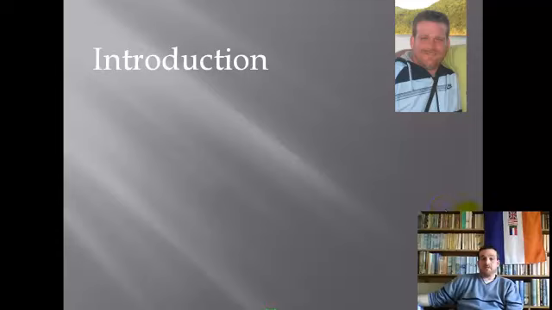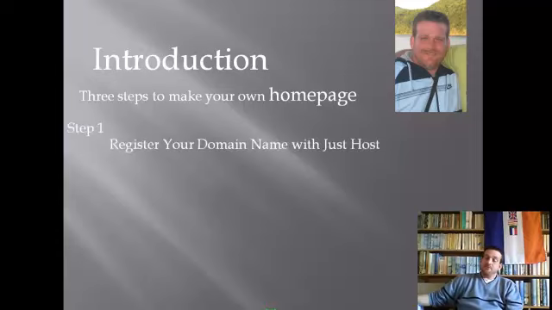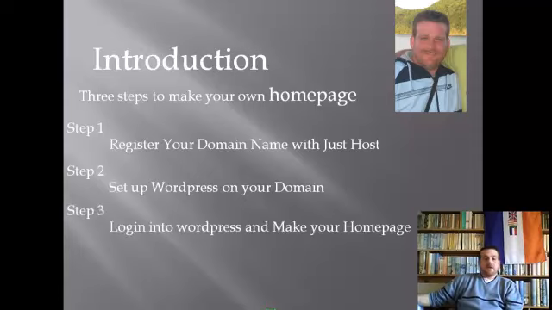So I just want to cover a few things in this video. There are 3 steps to make your own homepage, but the most important step is to actually take action. Nevertheless, there are 3 steps. The first step is to register your domain with a hosting account, and in this case, I use JustHost. The second step is to set up WordPress on your domain. And the third step is to log into WordPress and make your homepage. That's the 3 steps, and it's really simple.